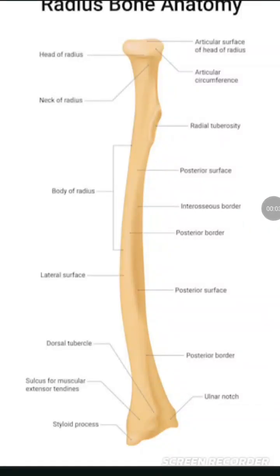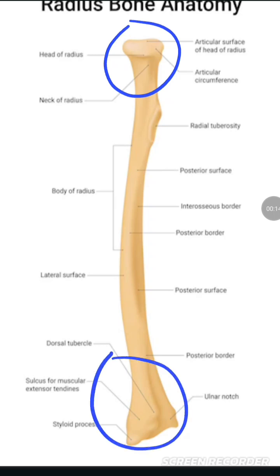Today we will discuss the radius bone anatomy, which is part of our arm. The radius bone consists of two ends. This is the upper end and this is the lower end. This middle region is the shaft of the radius bone.